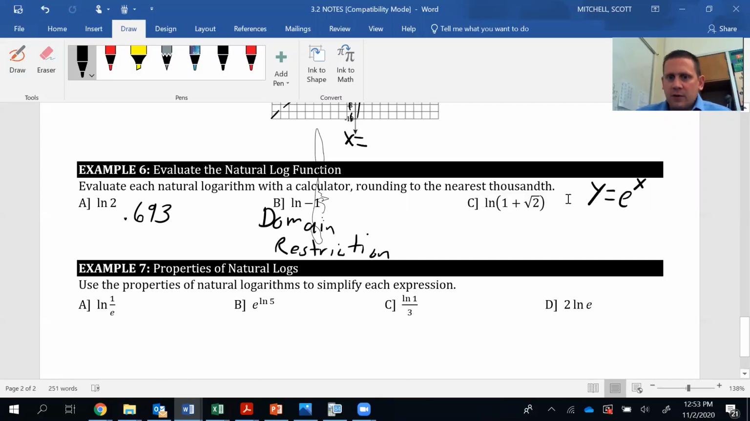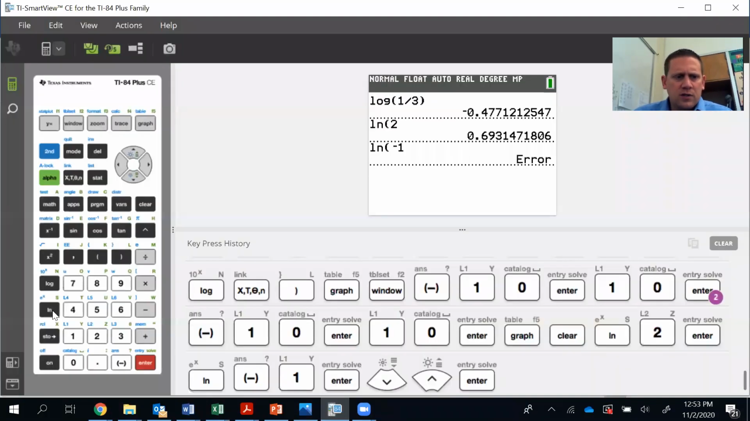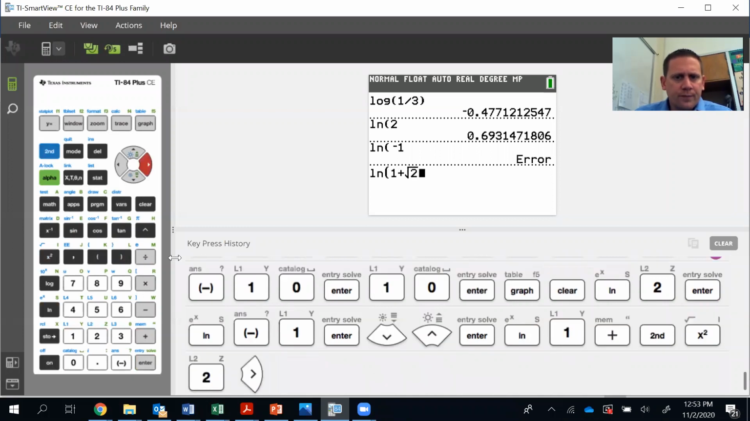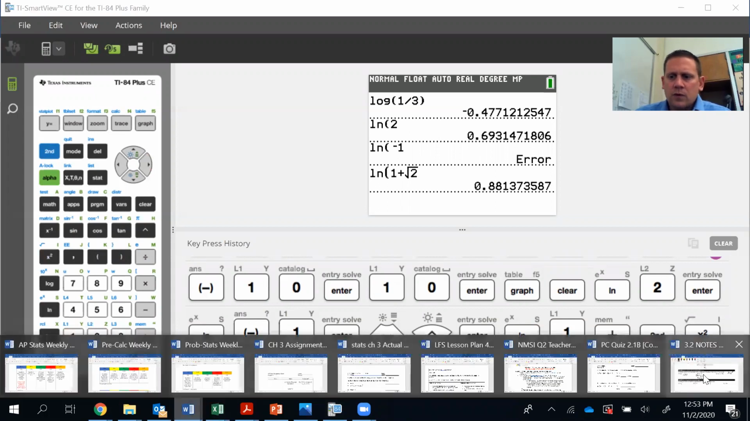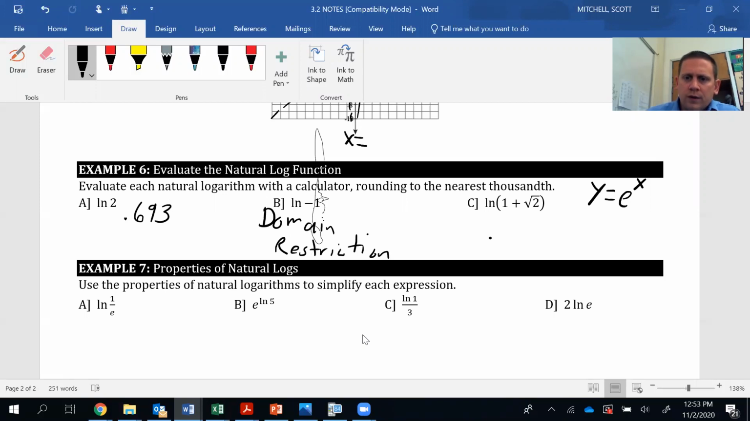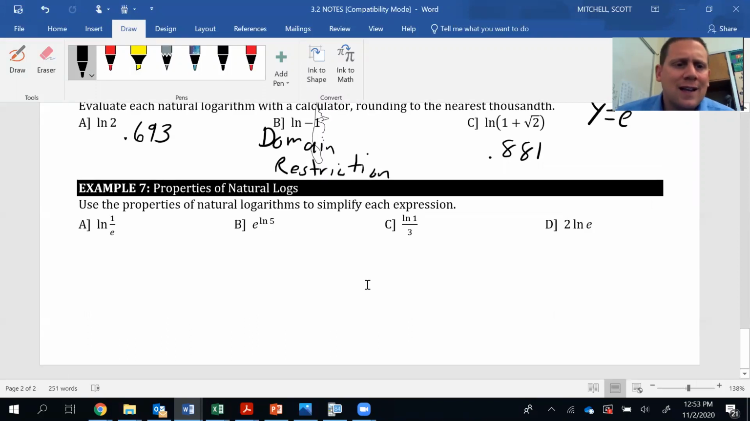And then I need to evaluate this. Okay, 1 plus the square root of 2. I know it might look ugly, but it's just a calculator question. Natural log of 1 plus square root of 2. 0.881. Okay, they're calculator questions. Just type them in. All right, last section are properties of natural logarithms.